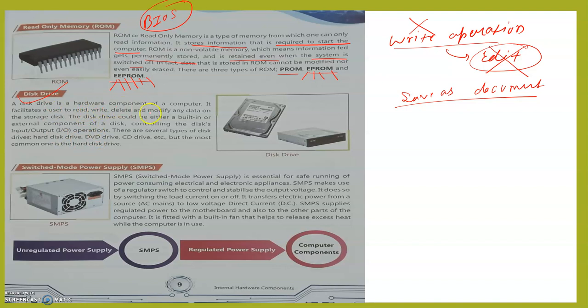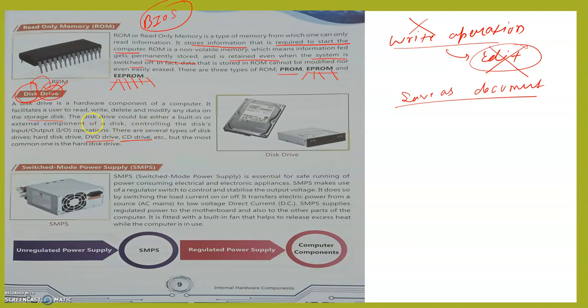A disk drive is also a hardware component of your computer system. As the name suggests, a disk drive is a drive in which a disk is played. What is a disk? CD disk, DVD disk. Drive means a driver that is used to play the CD or DVD. Basically it facilitates a user to read, write, delete and modify data on any storage disk, maybe a CD or DVD, CD drive, DVD drive.